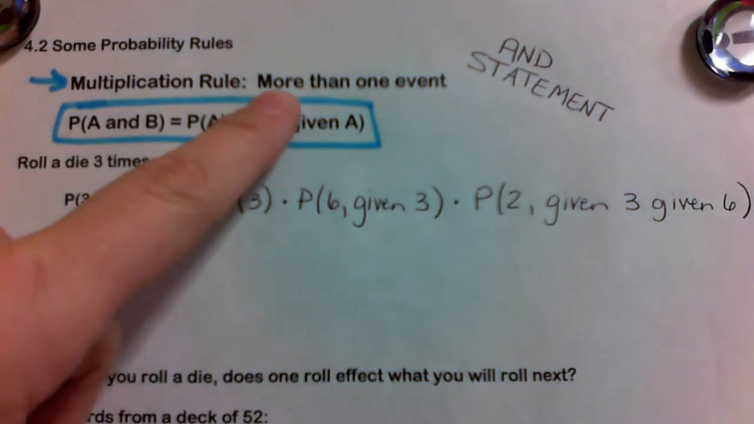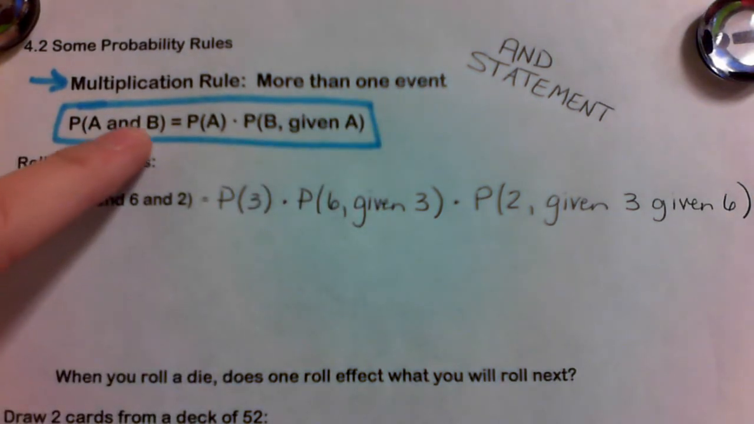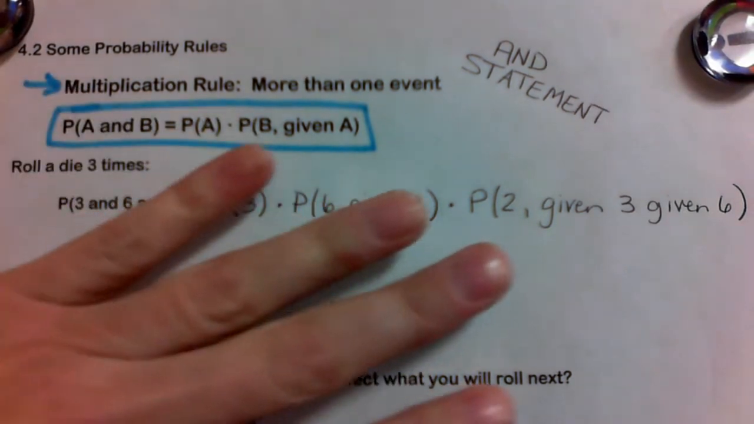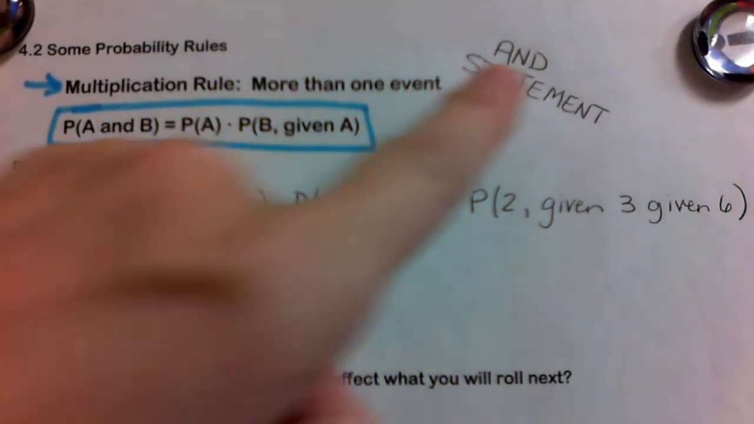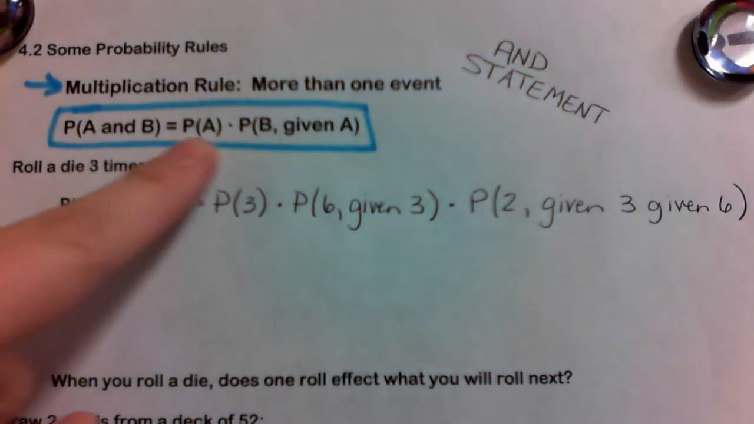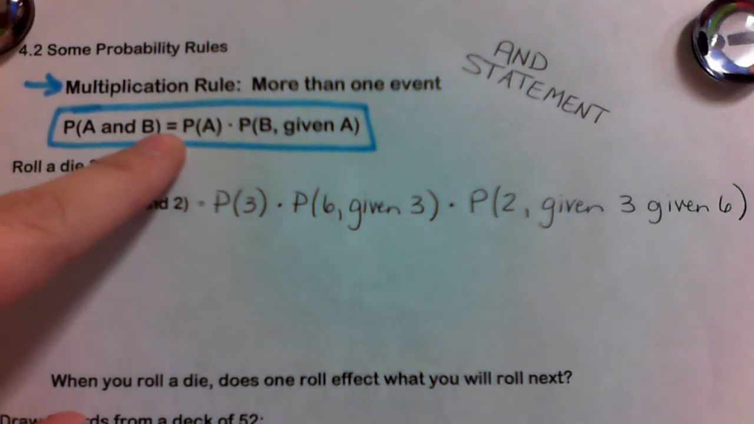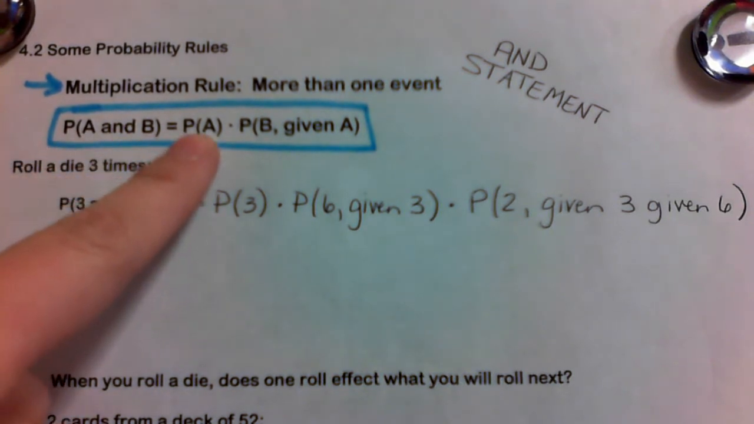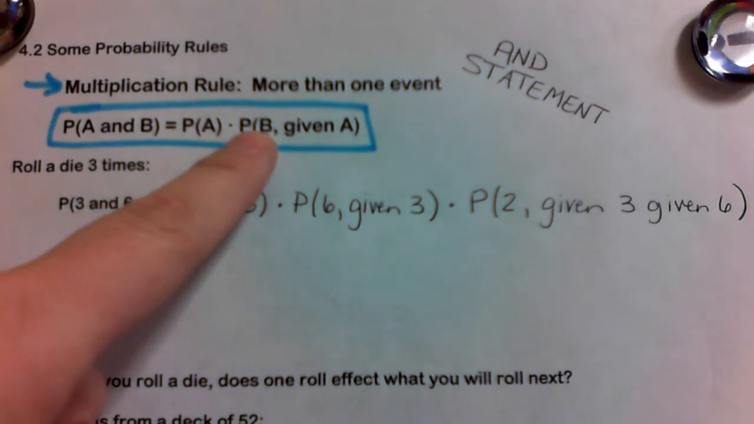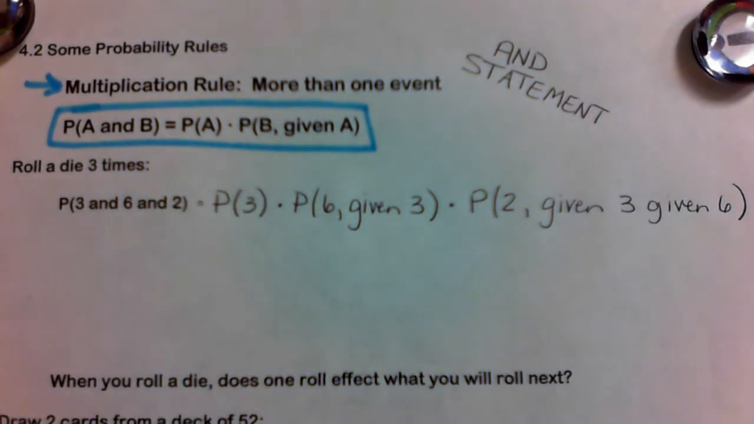Now, what you need to realize here is more than one event is occurring. So the probability that event A and B are occurring. In this case, that would be two events, and we want to know the probability of A and B. So it's an and statement, so we know we're going to use the multiplication rule. And here's the formula that you would use. The probability of event A and B would be calculated by first finding the probability of event A and multiplying that times the probability of event B given that A has already occurred.